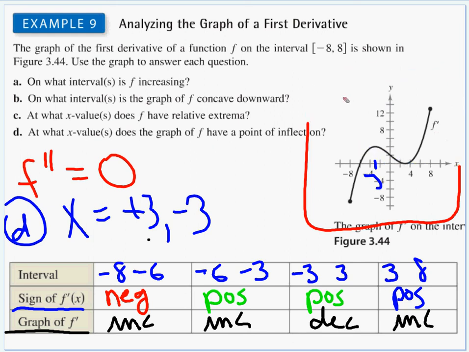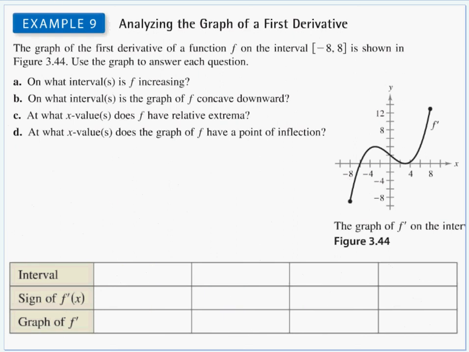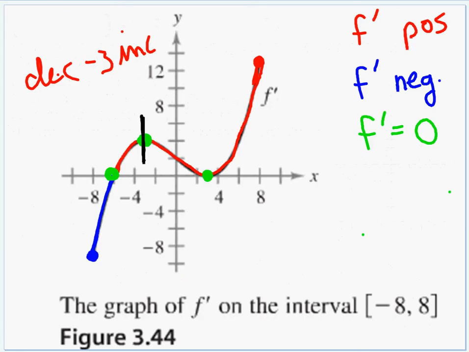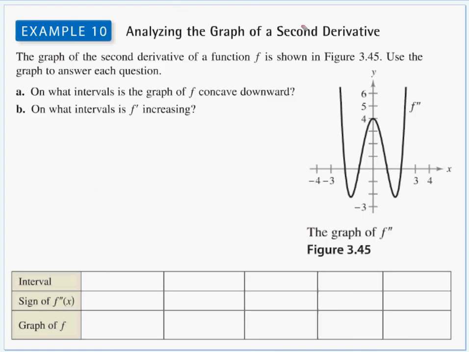Okay, so there's a first derivative graph, and we can analyze things about the original function. Our last example here is example 10, we have a graph of a second derivative. So we've got a couple things here they're asking us based on this second derivative graph. And again, I did blow this one up.